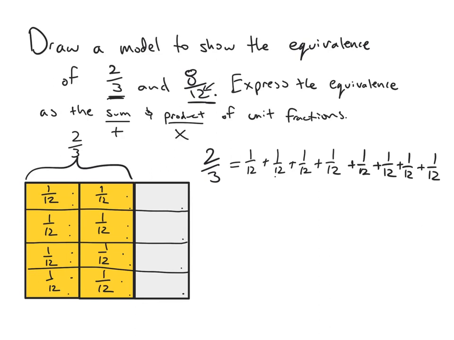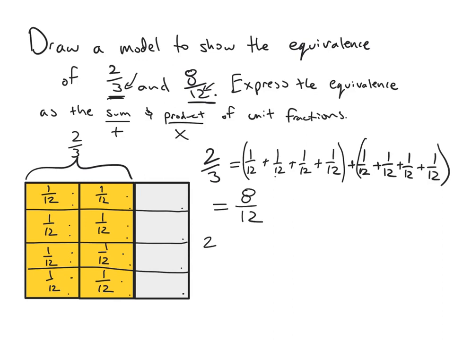8 copies of 1/12. So just like in the previous problem, I can put some parentheses around groups of 1/12 that are equal to the unit fraction for my original fraction, which would be 1/3. So I know that 4 copies of 1/12 is equal to 1/3. So I can see that 2/3 is equal to all these 1/12 added together, which is equal to 8/12.